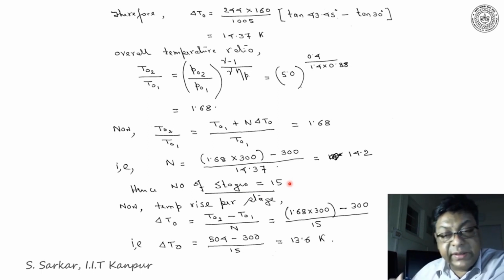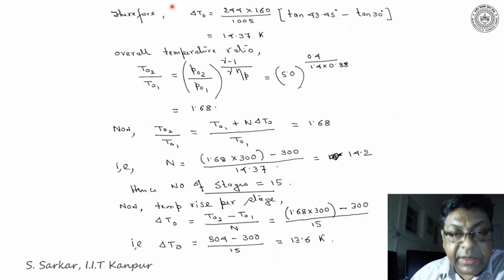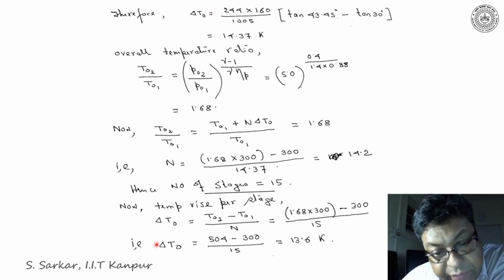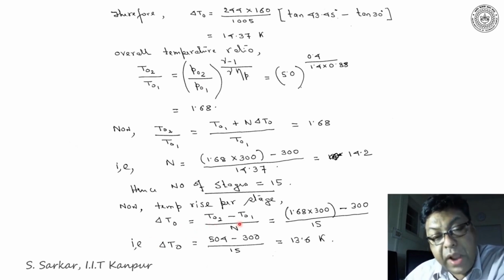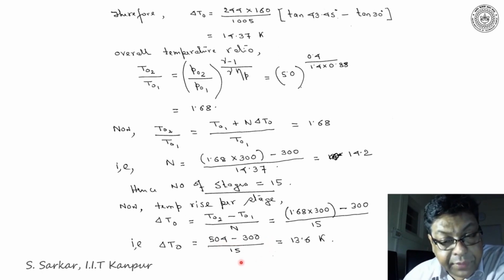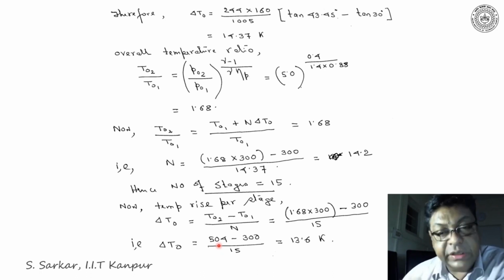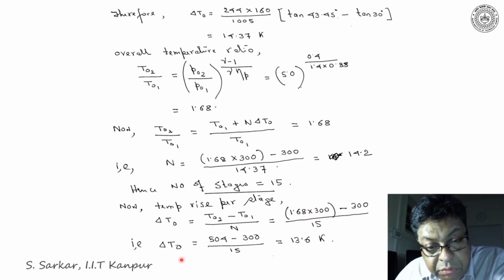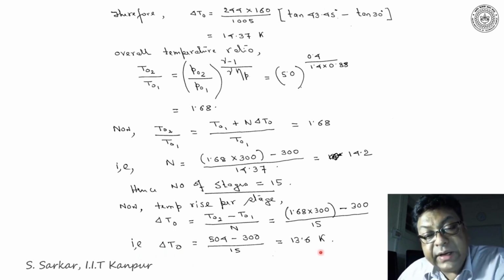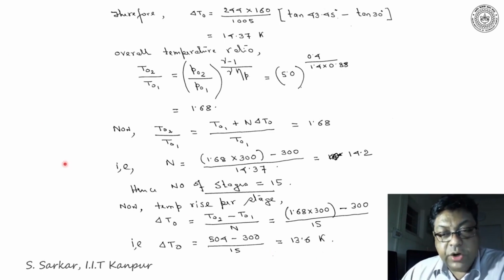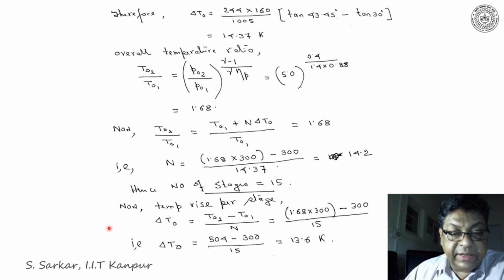Since I have taken the number of stages as 15, I'll have to reassess del T0, that is the stage temperature rise. So I have reassessed del T0 as T02 minus T01 divided by N, which is 504 minus 300 divided by 15, N being the number of stages. 504 is equal to T02, which is 1.68 into 300. So del T0 now I have got as 13.6 K. So considering the number of stages as 15, the stage temperature rise would be 13.6 K.